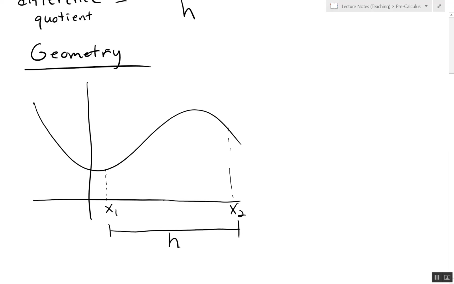And so, instead of writing x1, we are going to write it as just simply x like that. And then this is just going to be x plus the distance h. So really all we're doing is changing a little bit of notation here. And then notice that this corresponds to the point x comma f of x. And this point right here corresponds to the point x plus h comma f evaluated at x plus h.